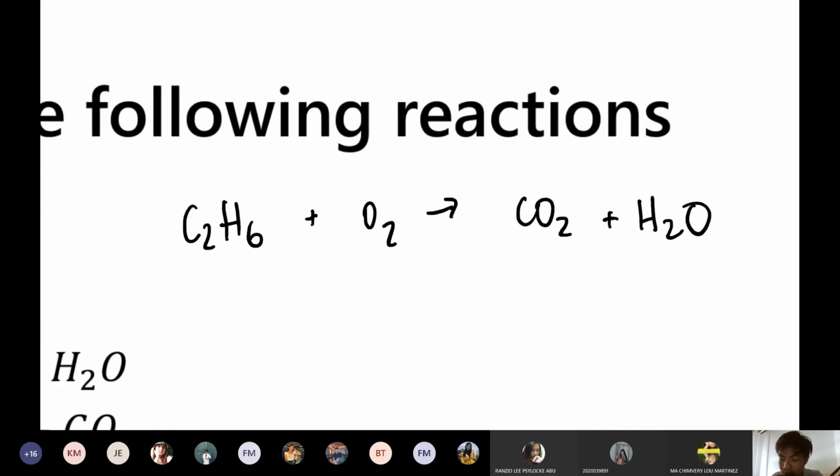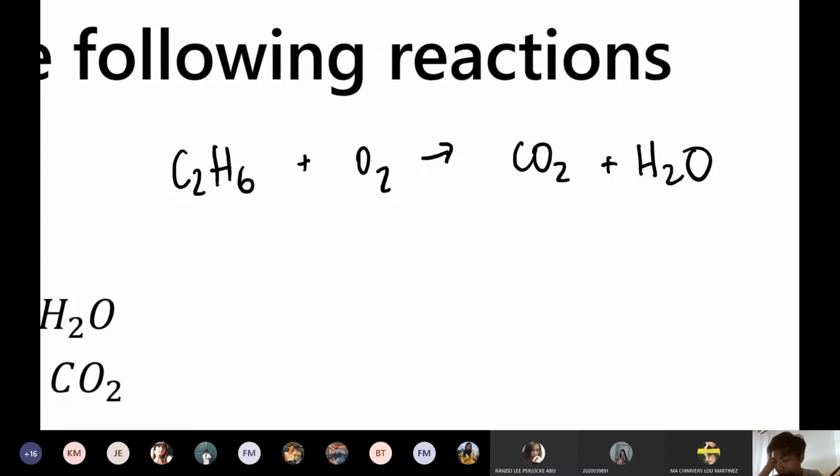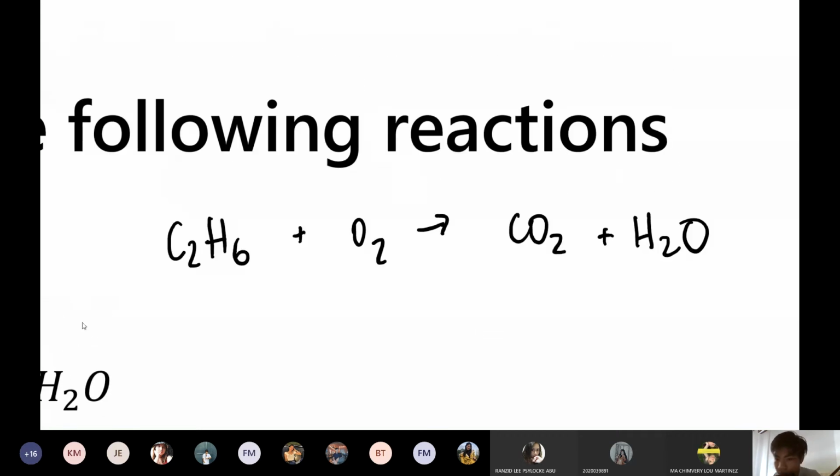Okay, so yan. C2H6, that's ethane plus oxygen gas producing carbon dioxide and water. Okay, so let's balance this. So, as you can see, the format of the equation is combustion reaction. Combustion reaction yung format niya. You have the CHO, CH, so yung oxygen, then carbon dioxide and water. So how do you balance combustion reactions ulit? You balance the carbons first, then hydrogens, then lastly oxygens.